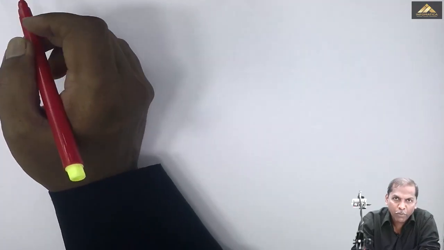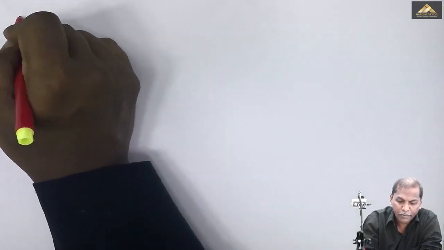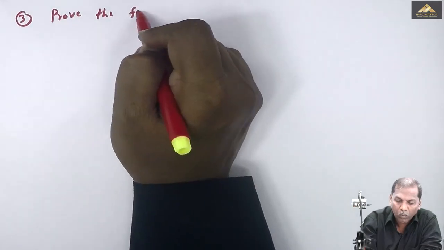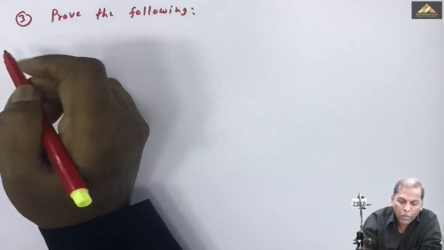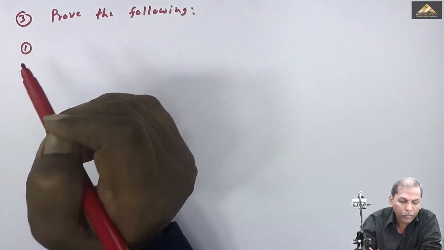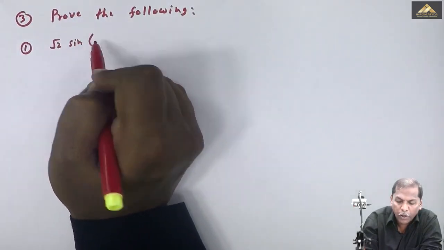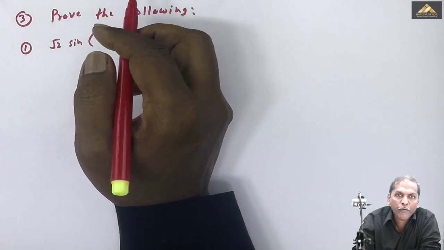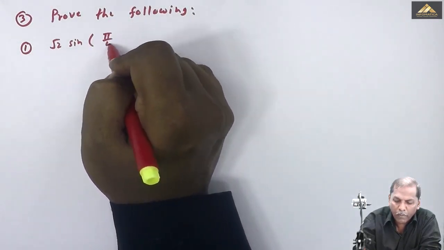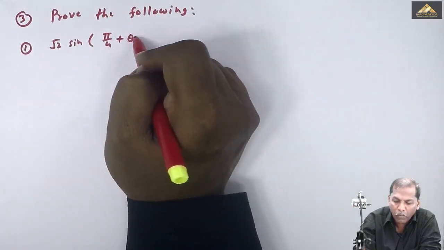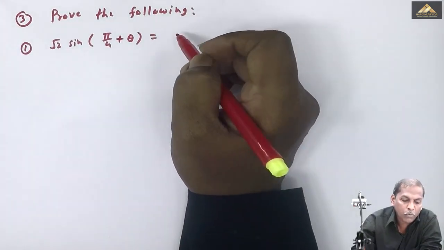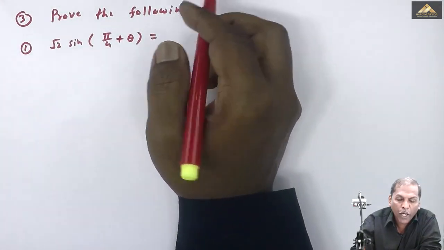Now let's see question number 3. Prove the following. So number 1 question: root 2 into sine of pi by 4 plus theta is equal to cos theta plus sin theta.